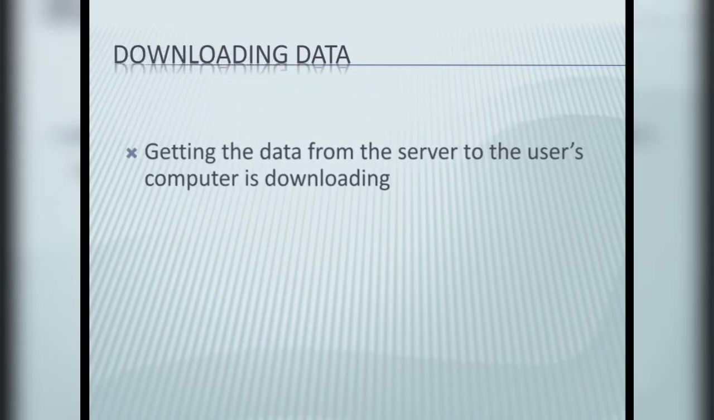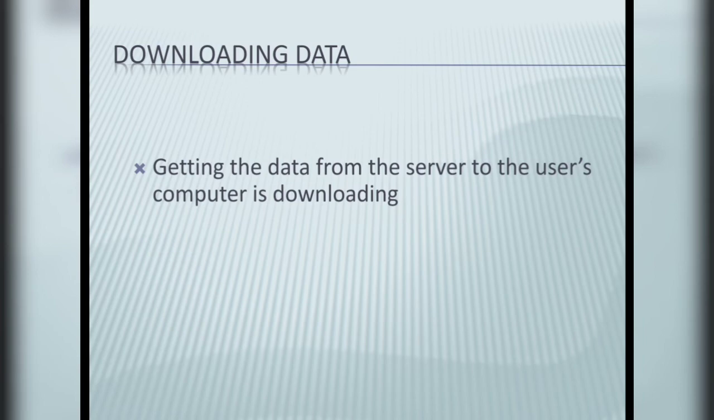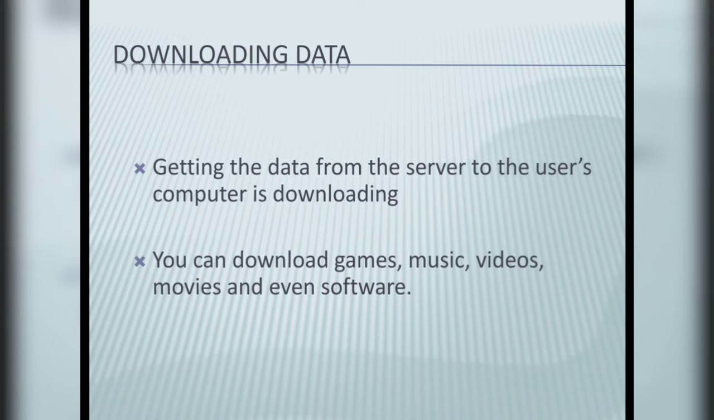And we use the internet for downloading data. What is download? Getting the data from the server to the user's computer is downloading. Now all the data is stored in a server. So when you want to get something, we call it downloading, and you can save it in your computer. What are the things you are going to download? Games, music, videos, movies, any file, any software you can download from internet.